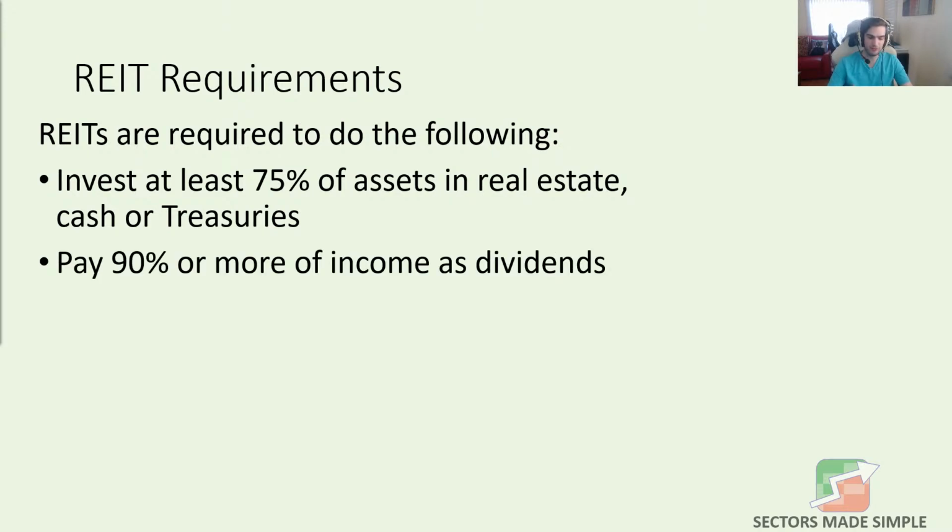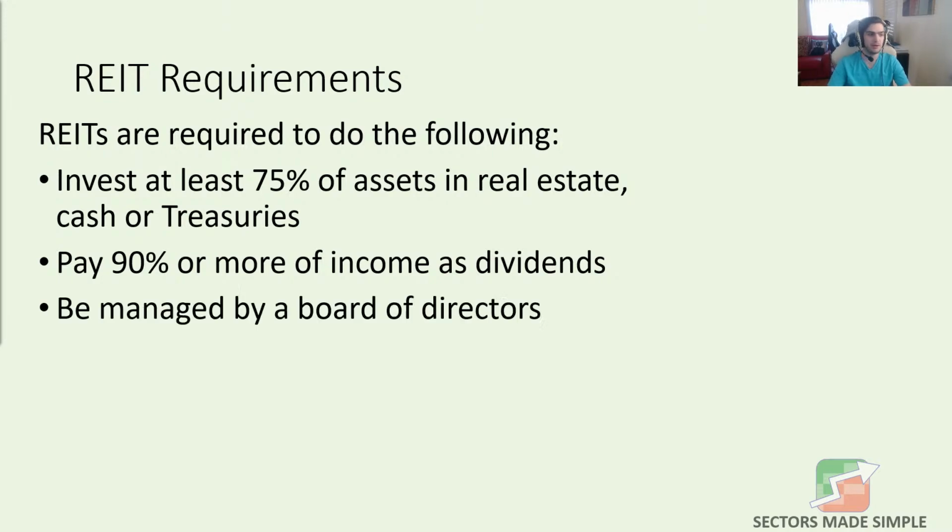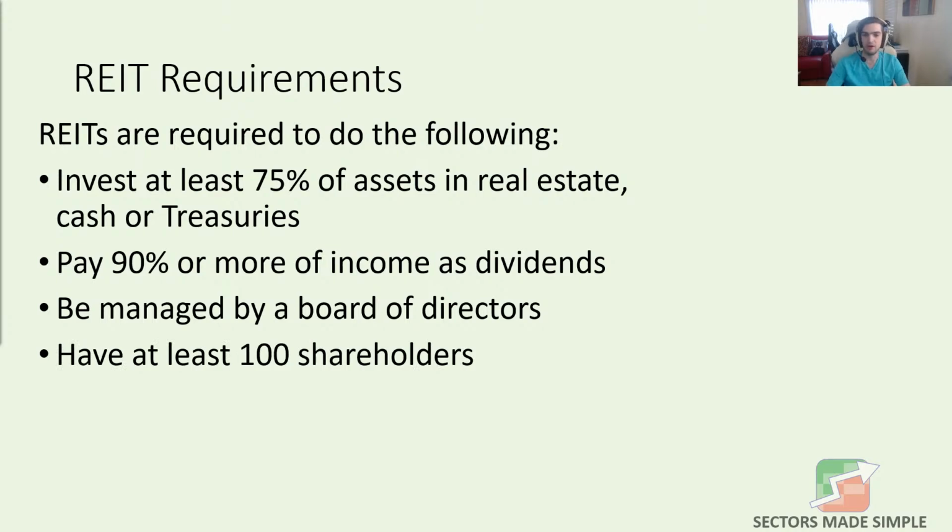Then, this is where we talked about they take out their cut and then the rest they send out to their investors. At least 90% or more of their income needs to be distributed as dividends to the shareholders. Then, you can't have one big person sitting at the top running the show. They need to have a board of directors. The point of the board of directors is to look after the shareholders and to protect the interest of the shareholders. Then, speaking of, they need at least 100 shareholders.